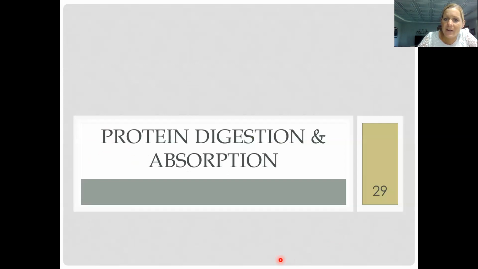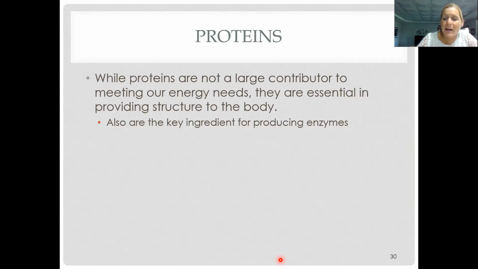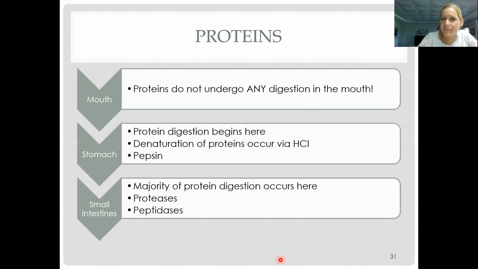Okay. And then our last of the macronutrients to look at as it relates to digestion is proteins. Again, proteins aren't really a huge contributor for us as it relates to energy needs. However, they're essential for us in providing structure to the body. They're also a key ingredient in producing enzymes. So even though they're not huge as it relates to providing us energy, they do a lot of other things that are very important for our basic physiological functioning.